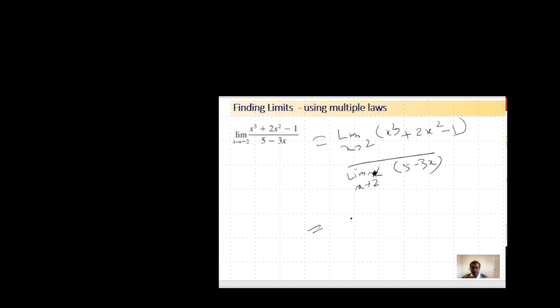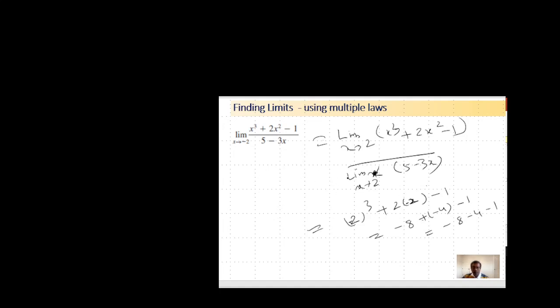So on the top we are going to replace x. Actually x is approaching minus 2, so let's put a minus sign here, a minus sign here, minus 1. That gives me minus 8, this is plus 2 times 4 which is 8, minus 1. Actually, that is minus 8 plus 8 minus 1, so we get minus 1.